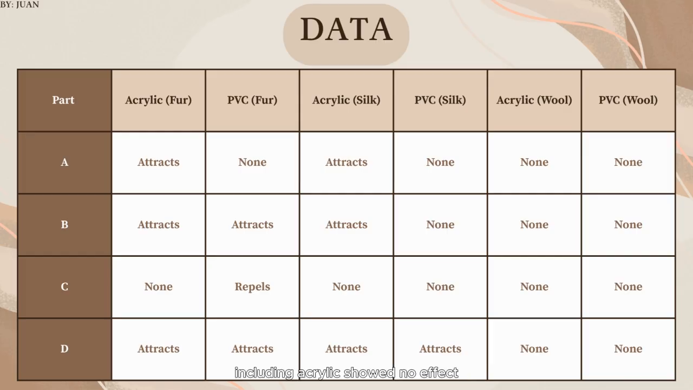All the other materials, including acrylic, showed no effect, and this indicates that the isolated pith ball was harder to influence without direct contact. And finally, in part D, when the rods touched the pith ball, nearly all combinations except wool caused attraction. So both acrylic and PVC rods with fur and silk produced attraction, and this confirms that conduction is the most reliable way to transfer charges in our test. So overall, this table highlights how the method of charging and the type of material used affects the outcome.